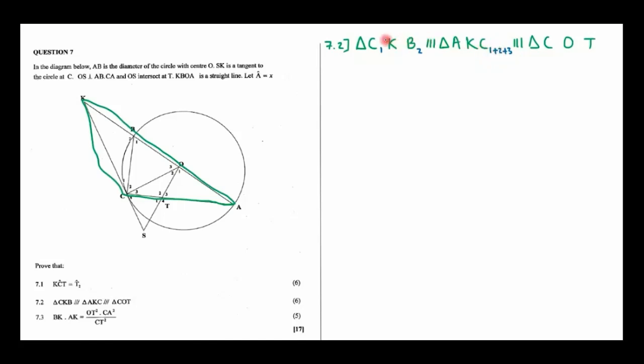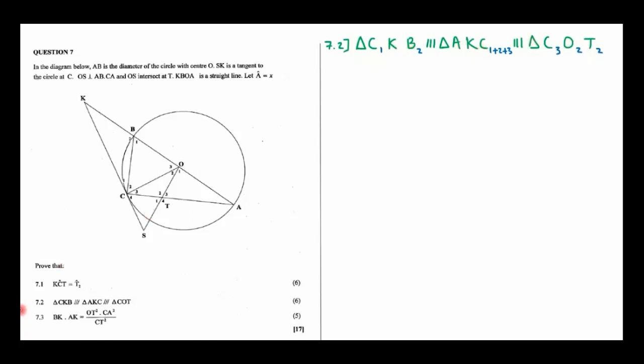Okay, now what about COT? COT is this smaller triangle. So COT, C acts as C3, O acts as O2, T acts as T2. All right. Okay, so now this is basically what I need to prove here. I need to show that this triangle is similar to that and that triangle is similar to that.